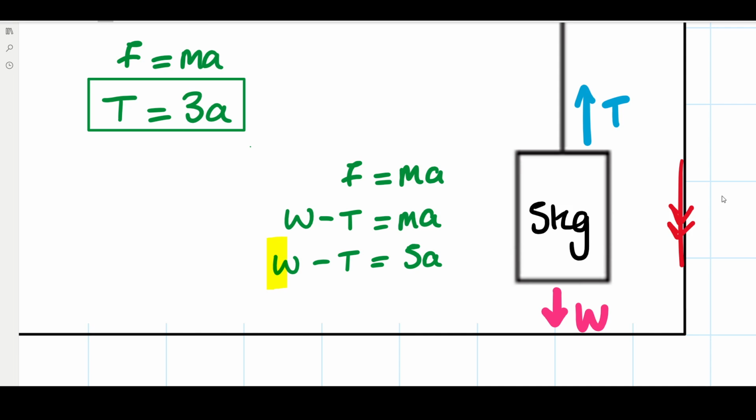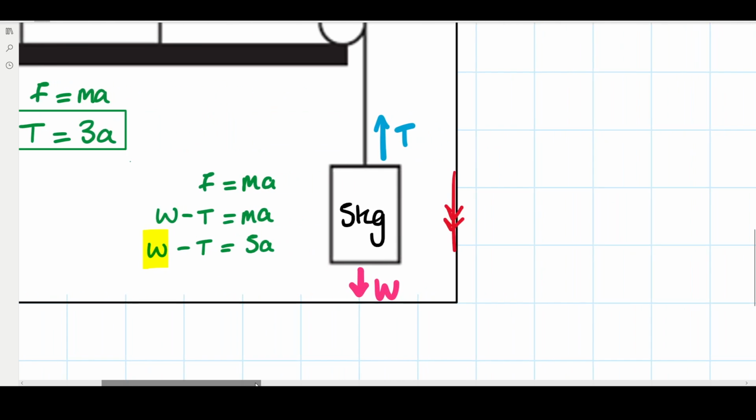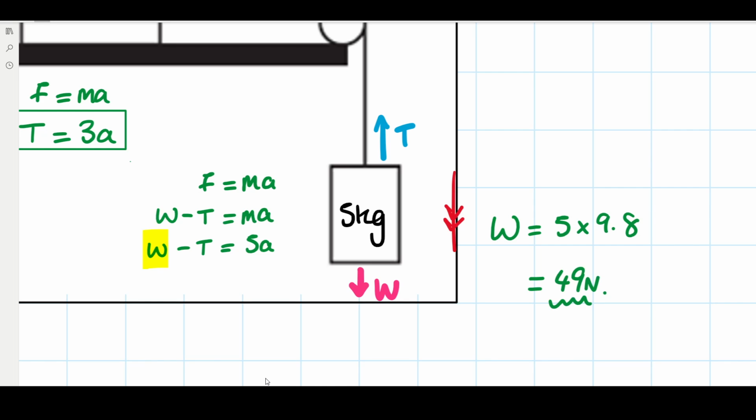The other thing I can do is replace W. That's the weight of the object. The weight can be calculated by multiplying the mass and gravity together. So let's just do that over here. The weight of the object, 5 times 9.8. I believe that is 49 newtons. I can sub that in here. That is my other simultaneous equation.